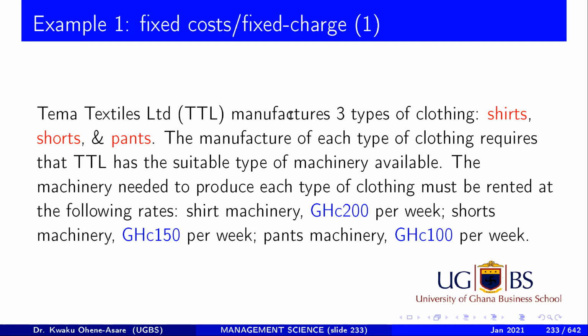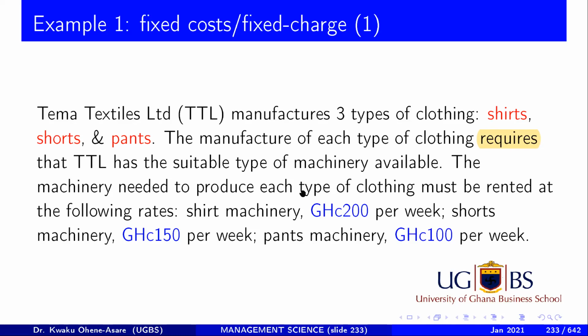Textiles Limited manufactures 3 types of clothing: shirts, shorts, pants. If you're manufacturing this, each type of clothing requires that the company has the suitable type of machinery available. I want you to take note of the word requires. So for each type of clothing, that is, each shirt, short, pant, before you can produce it, a certain suitable type of machinery has to be available.